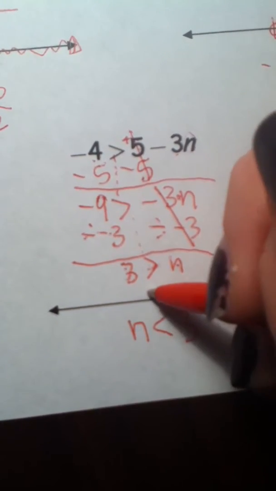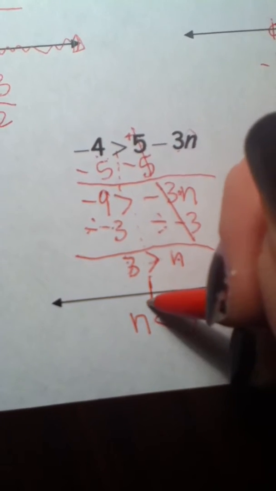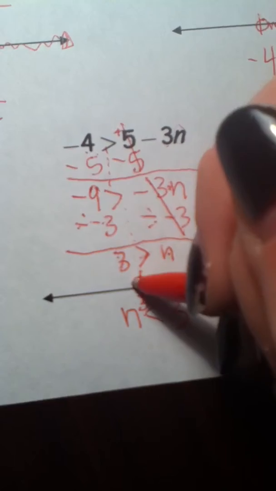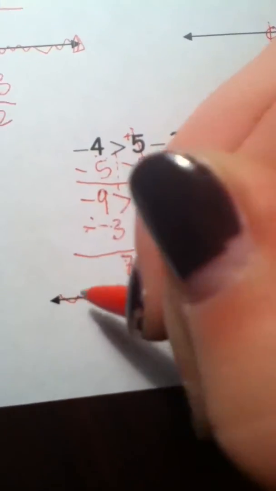So if we have n is less than 3, here's 3, open circle. N needs to be less than 3. N needs to be smaller than 3.